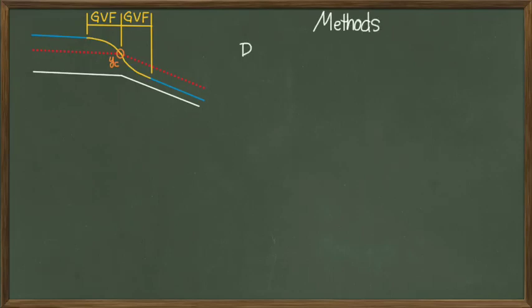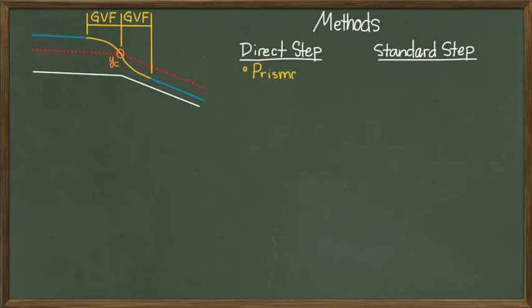There are two methods to analyzing gradually varied flow: the direct step method and the standard step method. The direct step method is applied to prismatic channels, or channels where the geometry is fixed because it was built by man. In prismatic channels, the flow conditions are known at each section of the channel. In order to use this approach, we need to know the flow depths at the start and end of the GVF transition section. Therefore, what we do not know is the length between the start and end of the GVF section.